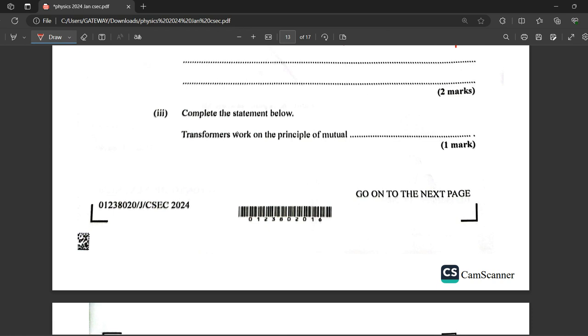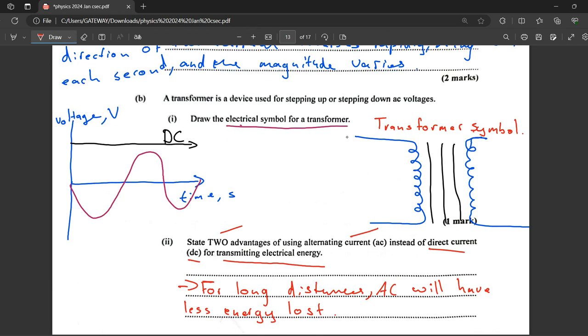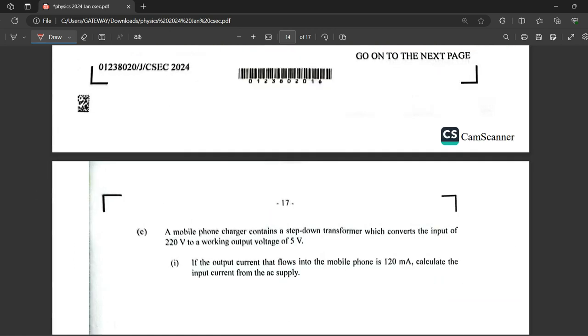Complete the statement below. Transformers work on the principle of mutual induction, right? Mutual induction. Now, what is mutual induction? So, mutual induction occurs when you have a change in magnetic field in one of the coils. So, a change in magnetic field in one of the coils induces a voltage in the nearby coil, right? So, as in the diagram here, a changing magnetic field in one of these coils here will induce a voltage in the nearby coil, right? Basically, the coil is like the wire there.